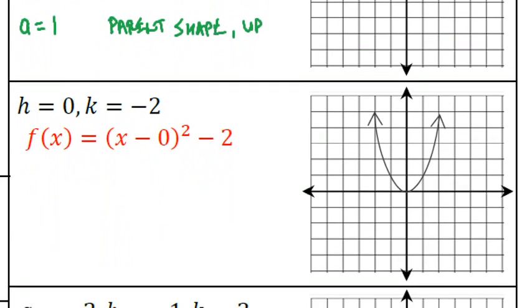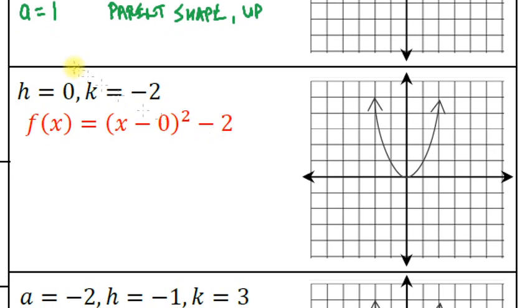Let's try another one. What if h is 0, but k is equal to -2? Well, here's what our function is going to look like. Again, we're not concerned about a right now. We're just looking at h and k. If h is 0, we just put a 0 in here. It doesn't matter whether it's negative or positive. It does the same thing. And our k value, we keep the sign as -2.